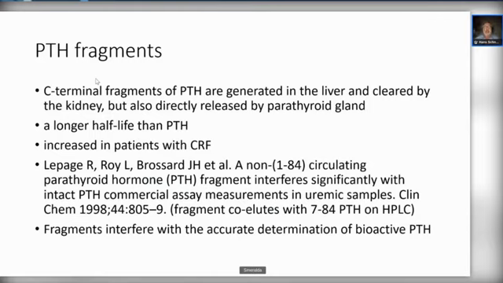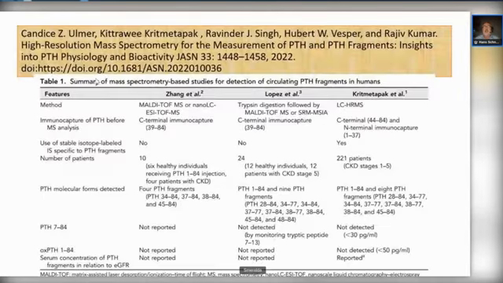What about mass spectrometry? In the next slide, there are three methods that show you the mass spectrometry. Zhang published in 2010 a MALDI-TOF mass spectrometry method, and they measured PTH after immunocapture with a C-terminal antibody, and they used a fragment to identify that. And you see there are a small number of patients and a number of fragments were detected.